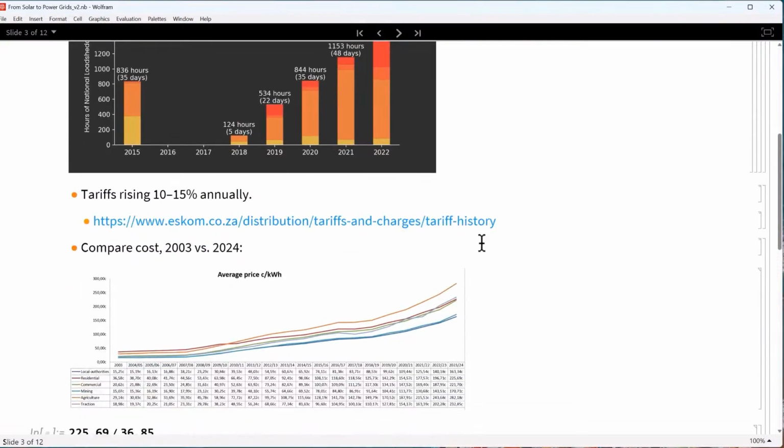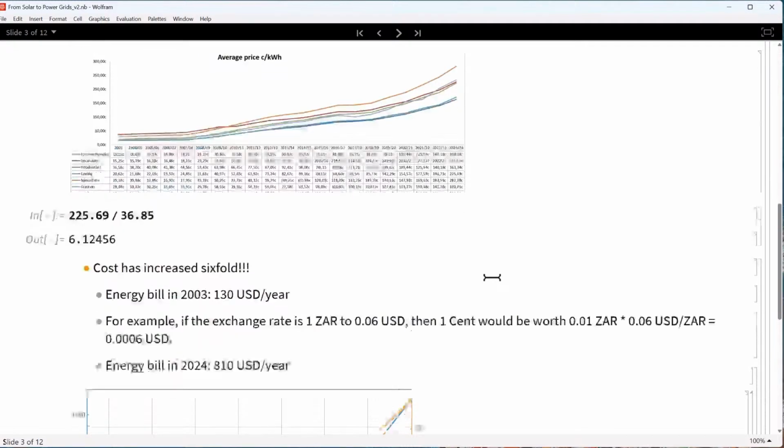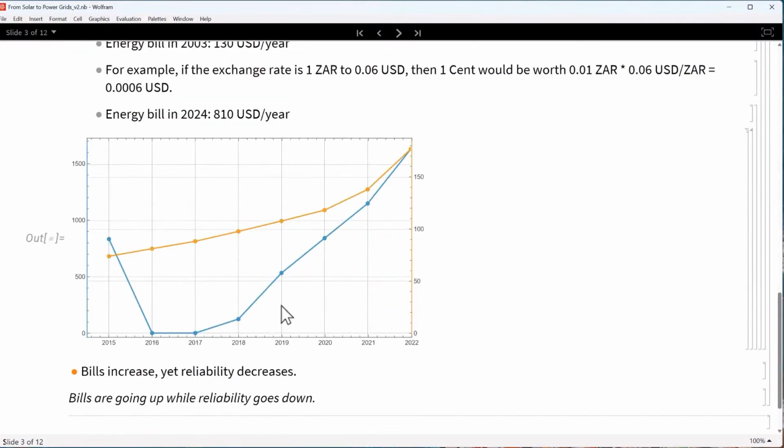What's more concerning is that costs are rising too. Compared to 2003, the residential electricity tariff has increased sixfold. So, while people are paying more for electricity, they're actually getting less reliability. In short, bills are going up while the lights are still going out.